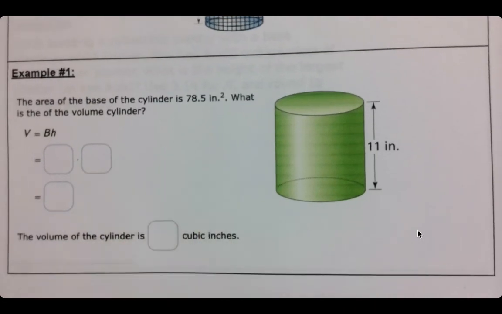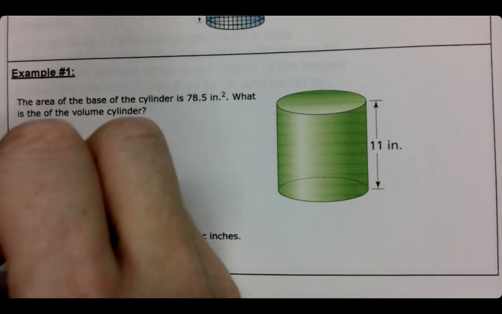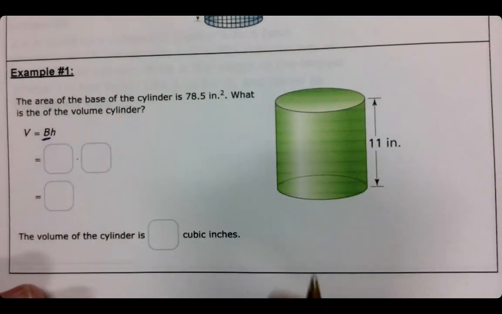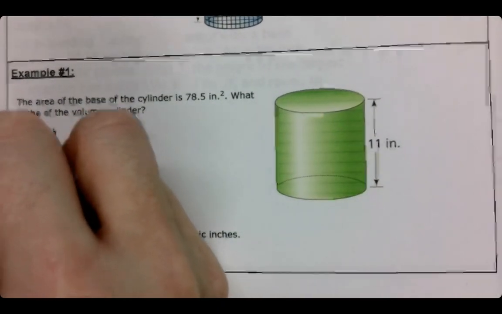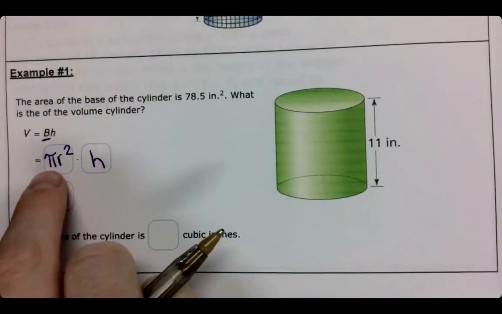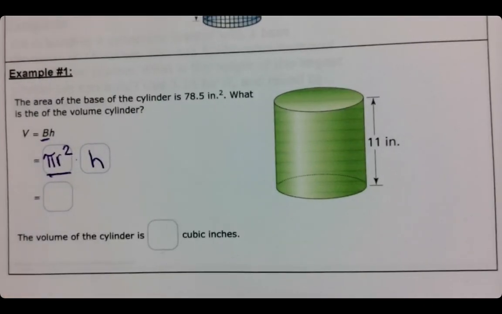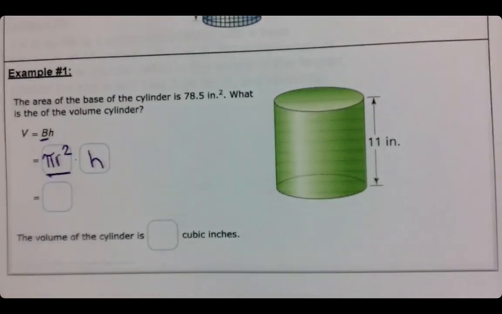Alrighty, so keeping this in mind, again, we have big B. What does the big B stand for? Pi r squared, and then that's times h, right? This is the area of the base. That is the area of the base. And then that is the height.